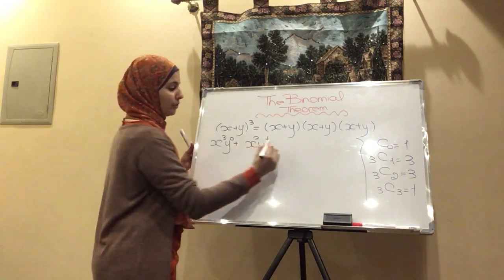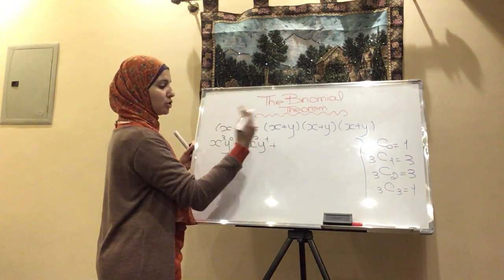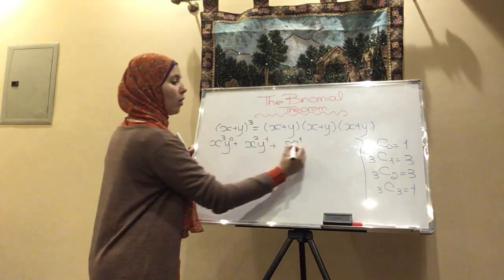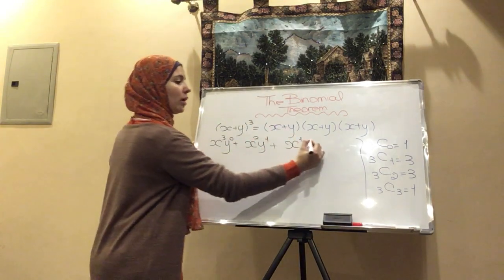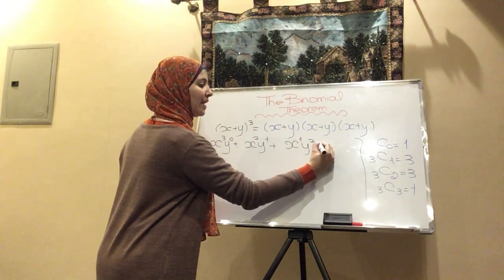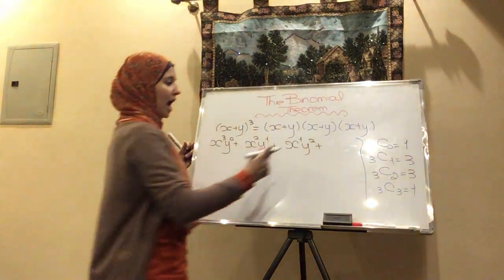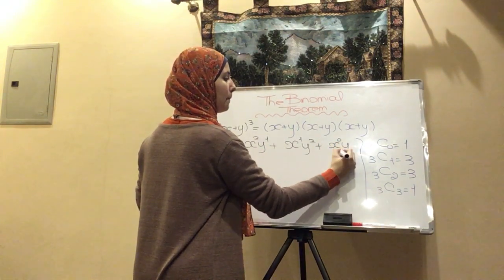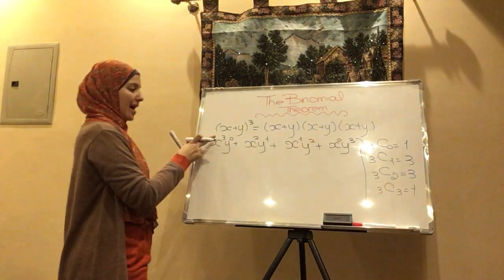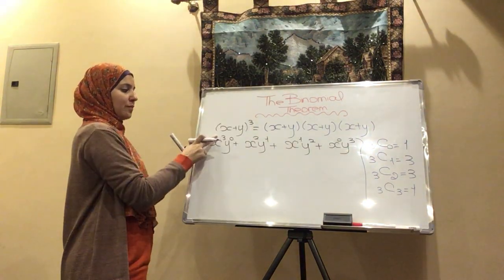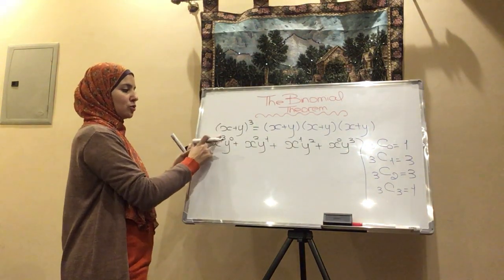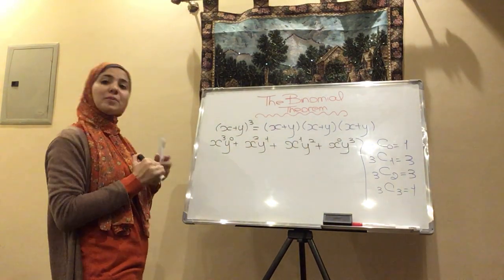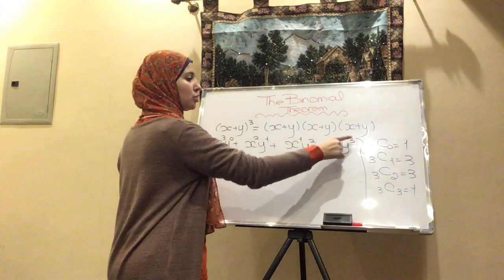Now let's continue. X was power 2, now minus 1, so it will be x power 1. Now y was power 1, it will be y power 2. And then what happens? Let's continue. I will have x power 0 and then y power 3. So I have the powers in descending order for the first term, so 3, 2, 1, 0. What about the second term? The opposite. It was 0, 1, 2, 3.